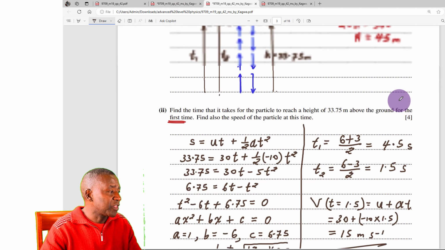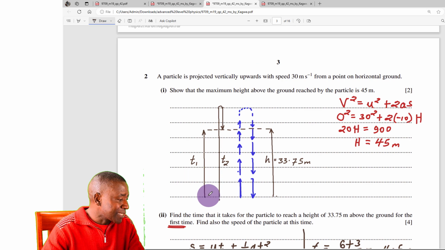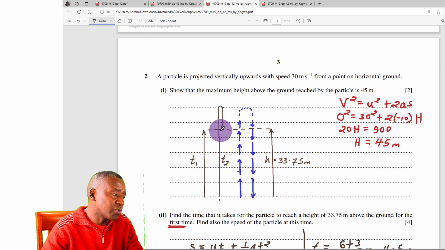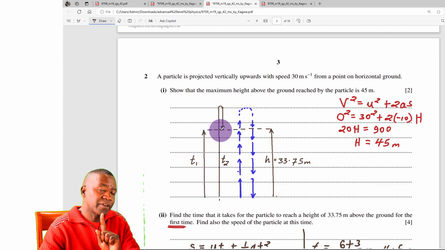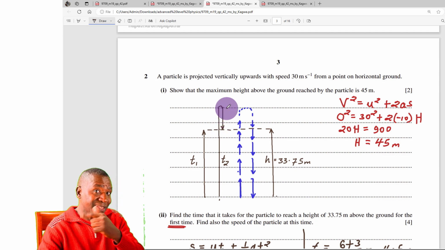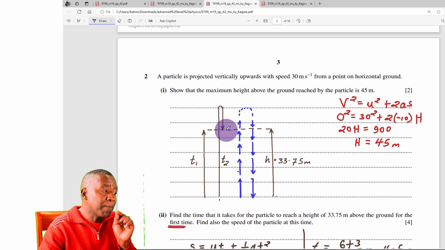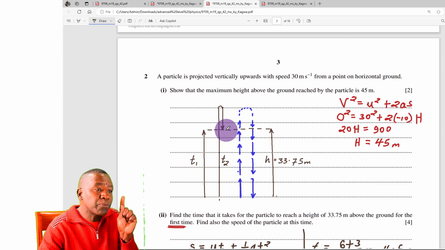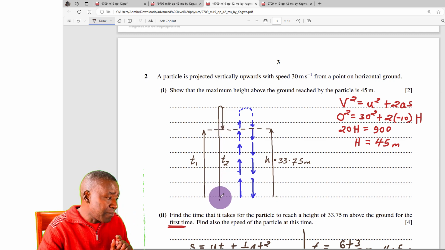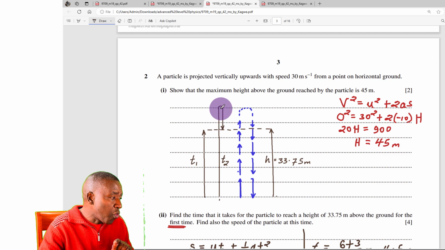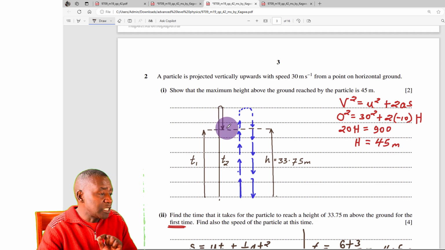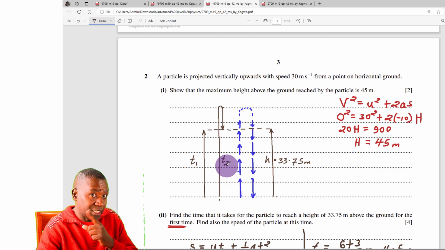What does this mean? This is what it means. This particle takes a time of 1.5 seconds to rise to a displacement of 33.75. And then it goes to maximum height, where of course it takes a total of 3 seconds, then falls back to the same point where the displacement is 33.75. And that time from the point of projection to where it is, we call it T2. In this case, I'm calling it T2, but in the calculation, it was actually T1.